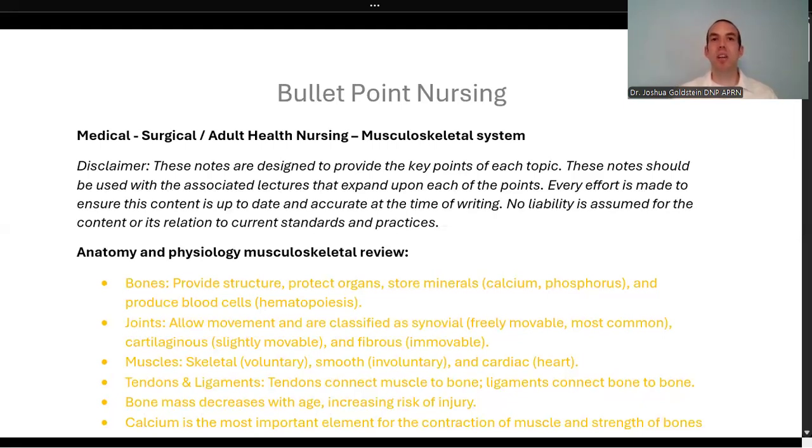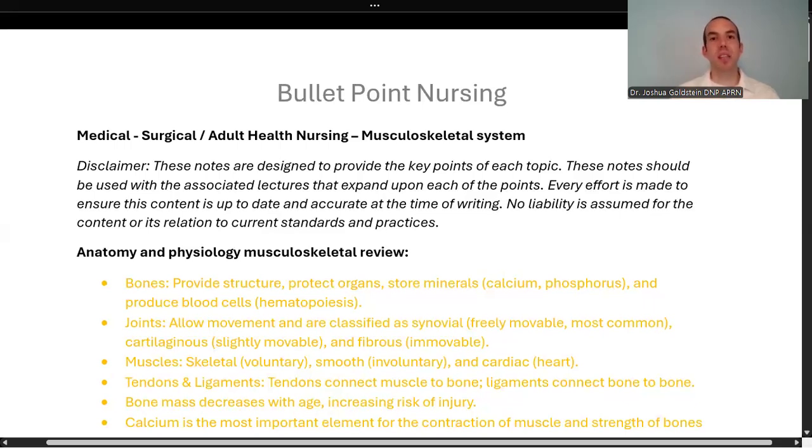So let's go ahead and get started on the anatomy and physiology of the musculoskeletal system. First, bones provide structure. So that's our skeleton, and it provides the structure of our body. That's the form that we have. It also serves to protect our organs, such as the ribs, which protect our heart and lungs. The bones also store minerals. Very famously, they store calcium, which we're going to talk a bunch about in musculoskeletal. And they also have a role in producing blood cells. Hematopoiesis, or the production of red blood cells, happens in our bones.